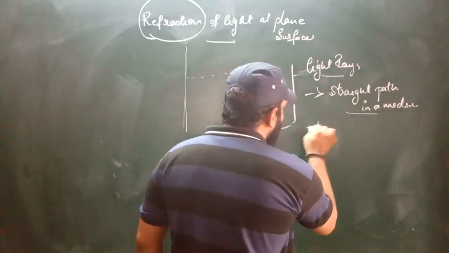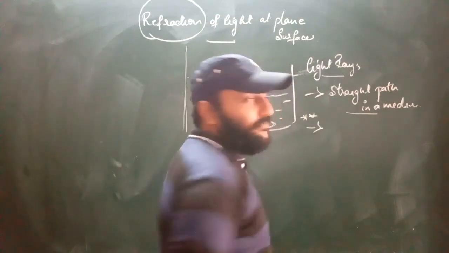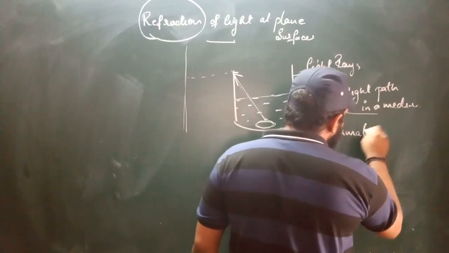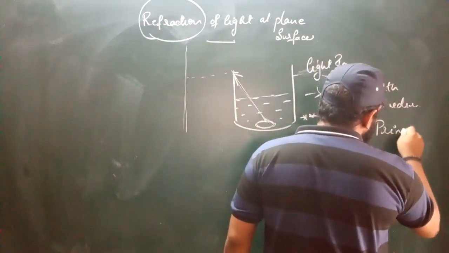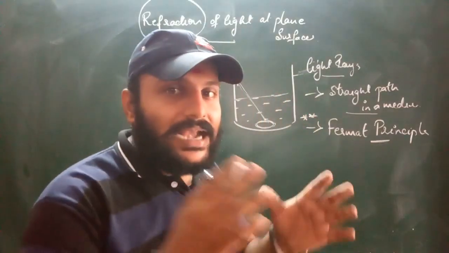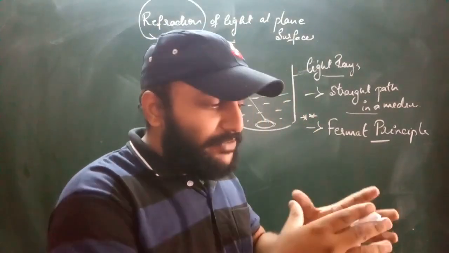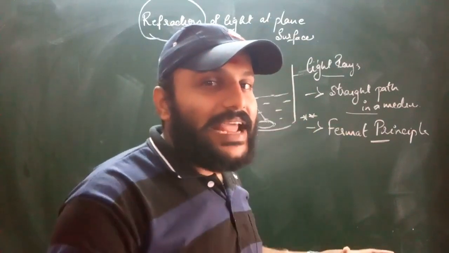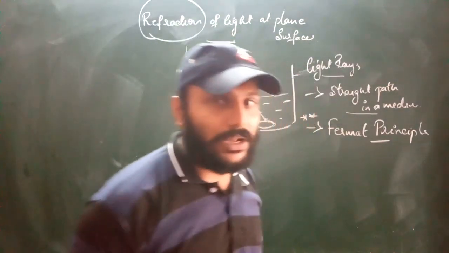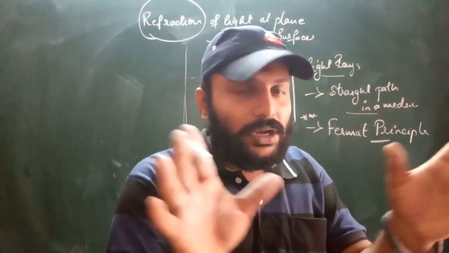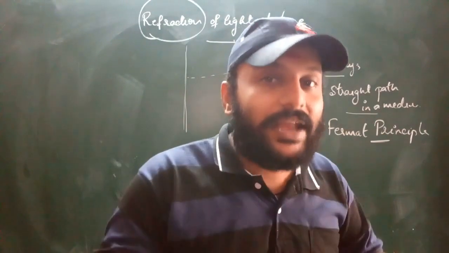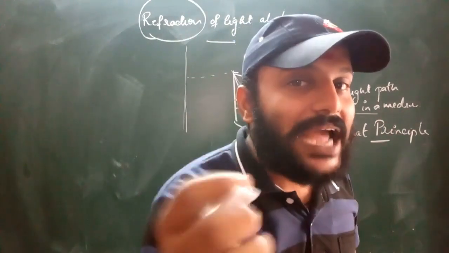Second important property of the light ray is what? It follows Fermat principle. What does this Fermat principle say? The light rays move between the points where it takes very less time to travel. Understood what this Fermat principle says? The light rays move between two different points where there is very less time to travel.